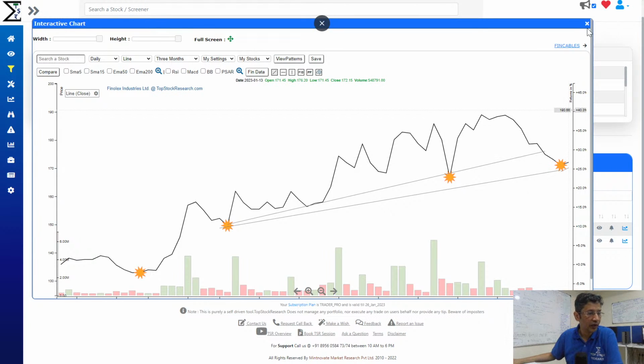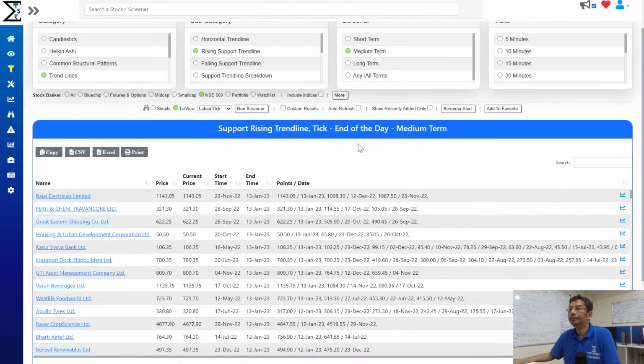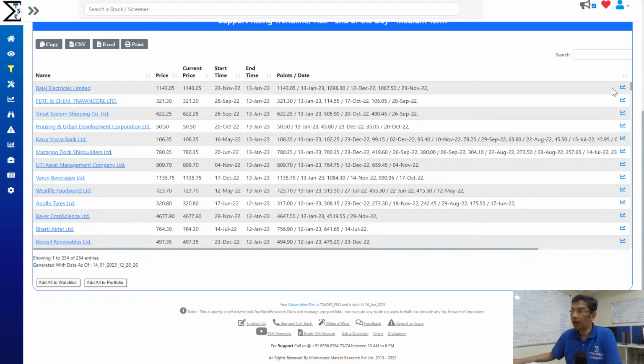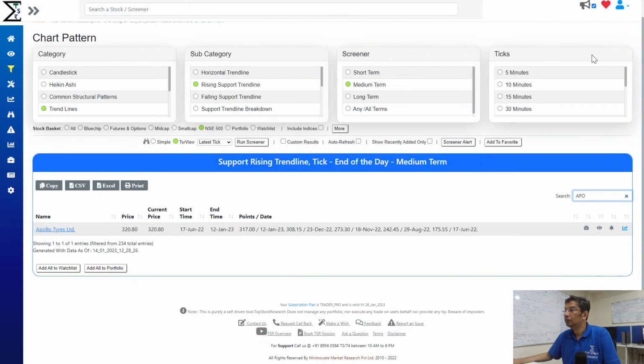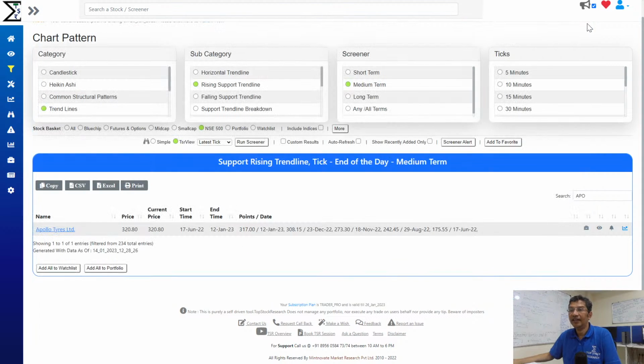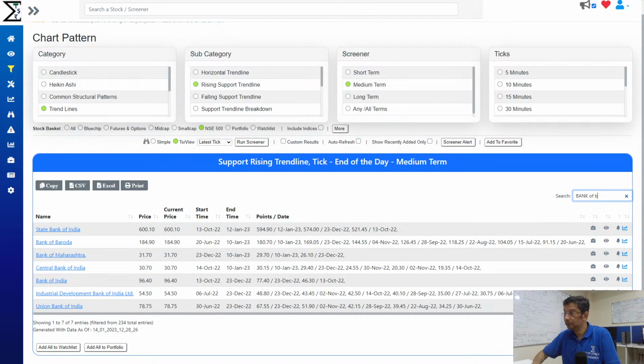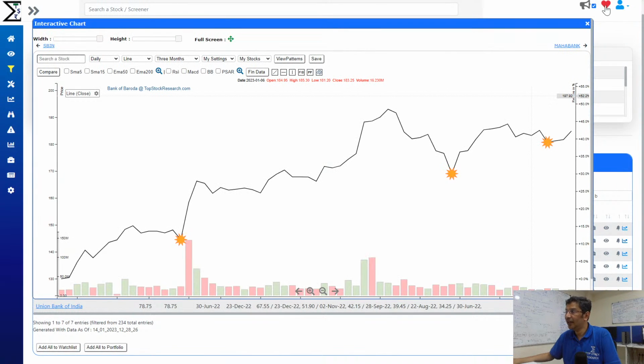Another example of a trend line on a medium term that our team has found is Apollo Tyres. So this is again a nice trend line. Another example that we have is Bank of Baroda. So again, a nice trend line.